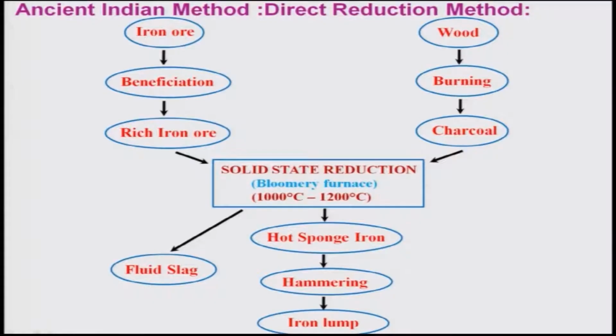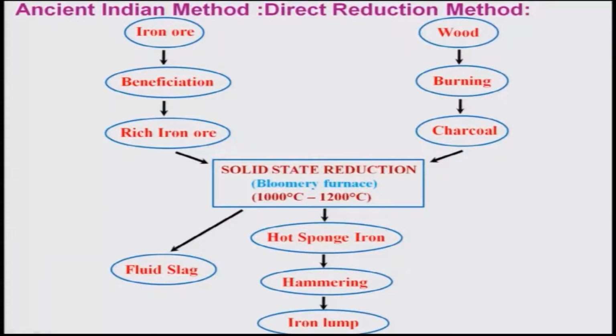And this solid state reduction is also known as the Bloomery furnace that was used in ancient India, which will be operated around 1000 to 1200 degrees Celsius, unlike the blast furnace where you need to maintain 1700 degrees Celsius. For that you need to use a lot of energy. And of course, you will get the fluid slag which is very easy to remove, and you will land in getting hot sponge iron.